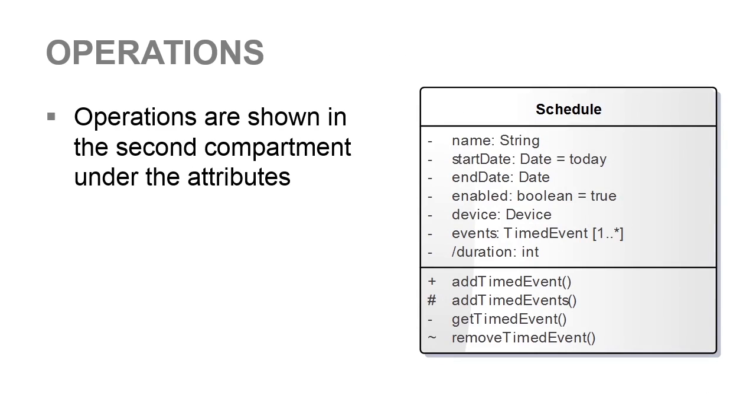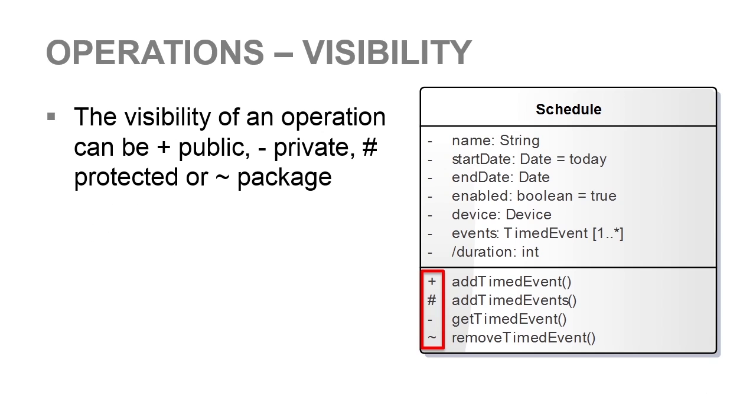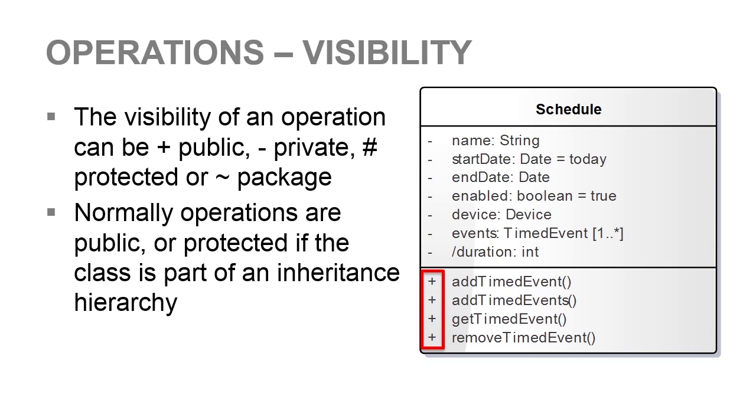Operations in UML represent the member functions, operations, or methods that will be implemented in program code and that can be invoked by reference to an instance of the class or the class itself if the operation is static. They're shown in the compartment below the attributes using camel case. Like attributes, each operation has a visibility of public, private, protected, or package. Normally, operations are public unless we plan to subclass the class, in which case they're usually protected.